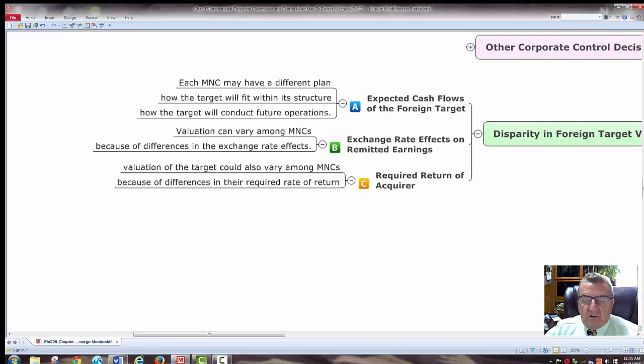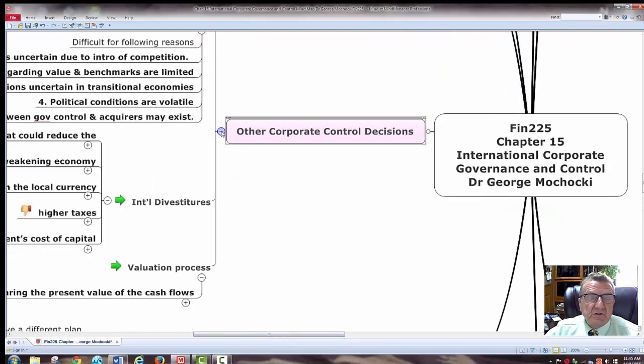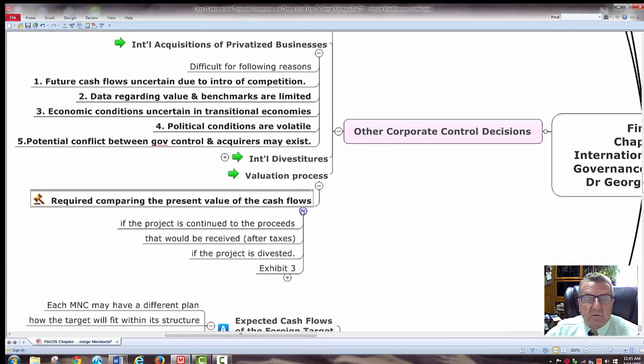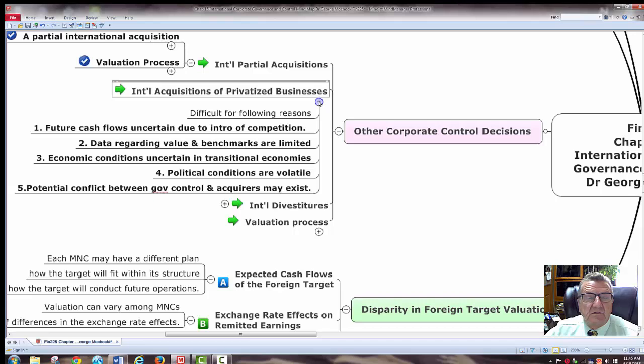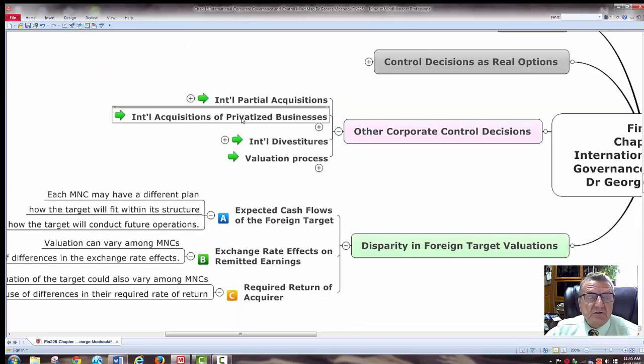All right, corporate control decisions. Other corporate control decisions that we'll have in here. Let me just turn these off in here. Okay, we'll start off. It'll be easier. So what do we have? International partial acquisitions, international privatization of business, international divestitures, and valuation of processes. Those are other corporate controls that we have. So let's look at this one.